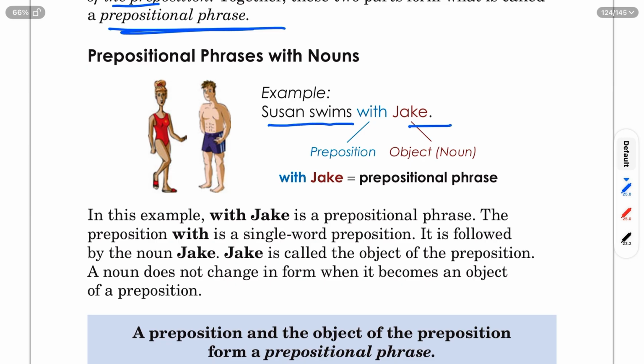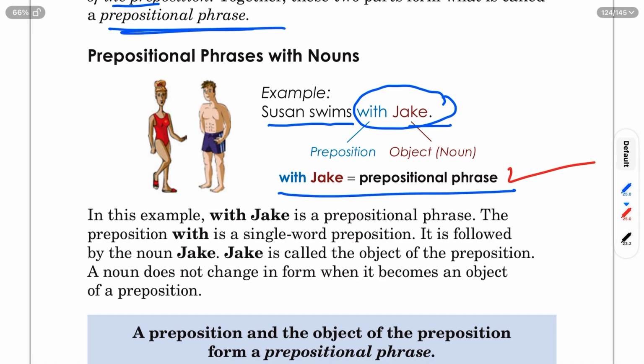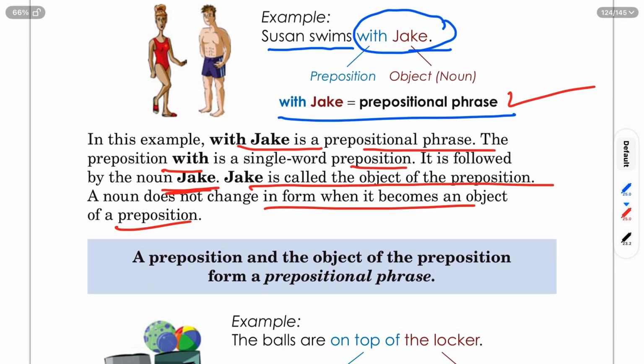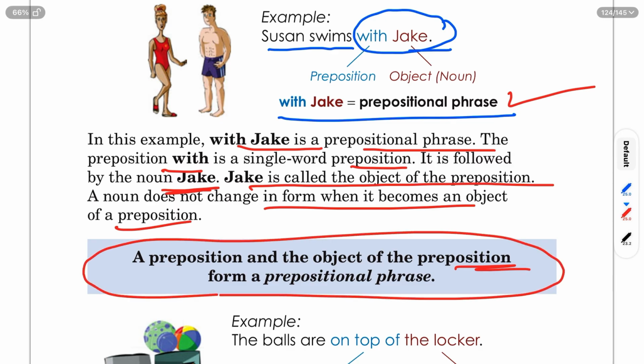Susan swims with Jake. There are two persons, Susan and Jake. So with Jake is an example of a prepositional phrase, because here with is the preposition and Jake is the object. In this example, with Jake is a prepositional phrase. The preposition with is a single word preposition. It is followed by the noun Jake. Jake is called the object of the preposition. A noun does not change its form when it becomes the object of a preposition.